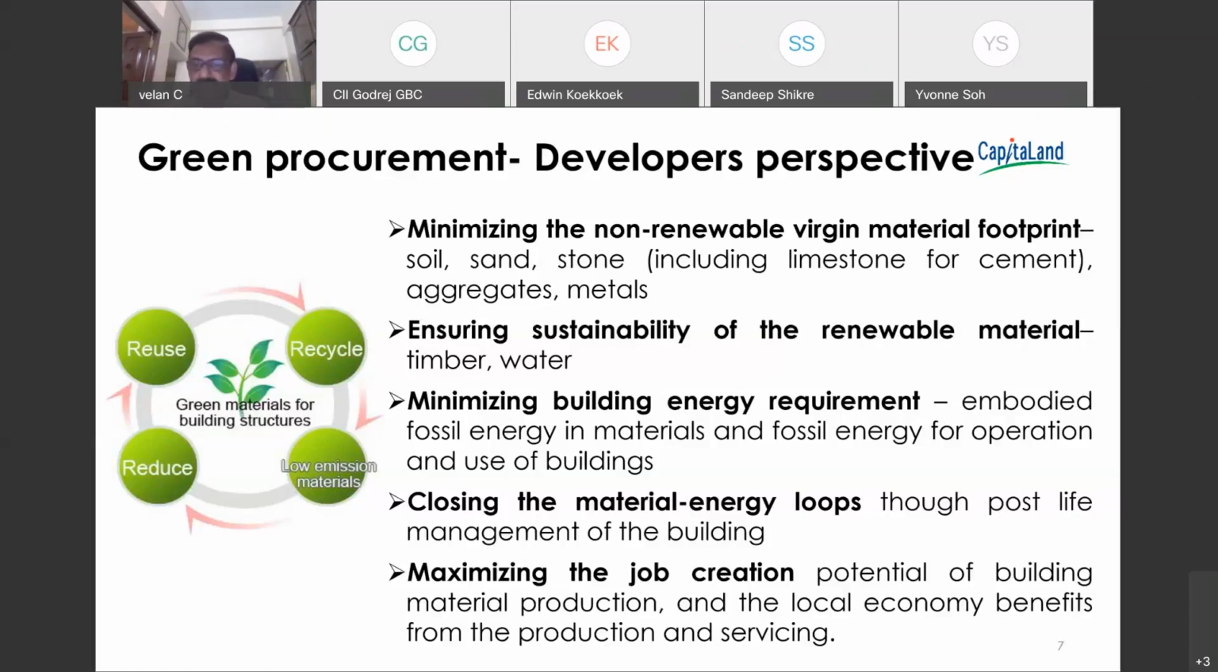Otherwise, how is it possible? We cannot do miracles, right? Only the use of the right product, green materials, is going to help us. That is one of the principles. In the operational phase, of course, there are various measures as certified, as provided by the IGBC.